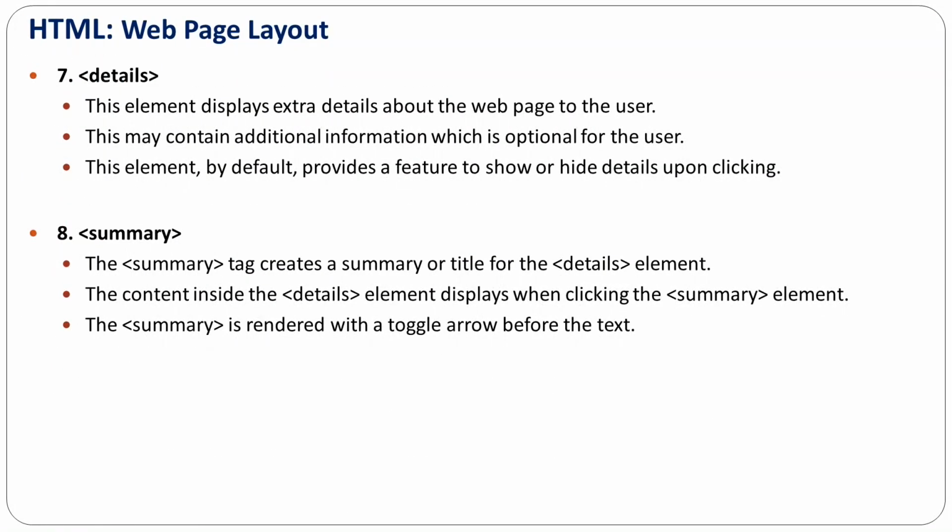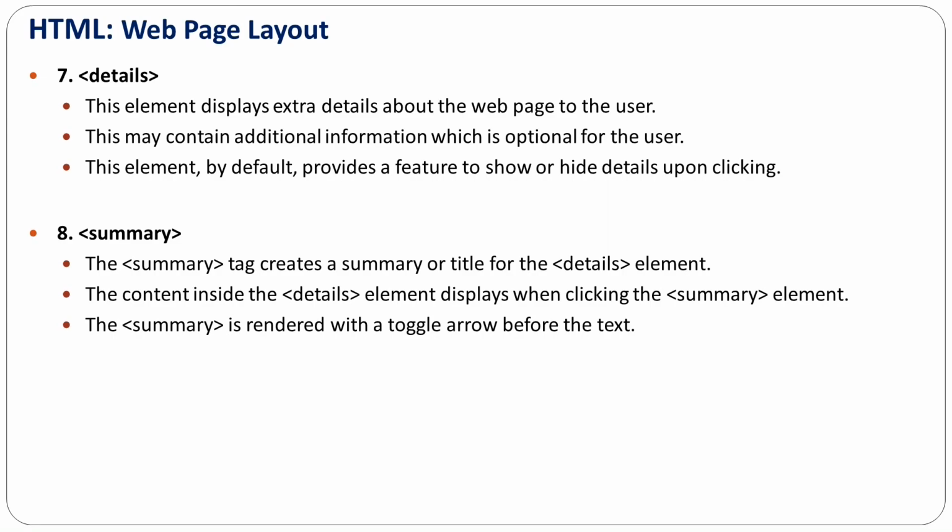Next is the details element. This element displays extra details about the web page to the user. This may contain additional information which is optional for the user. This element by default provides a feature to show or hide details upon clicking. If optional information is there and it is not that important, then we can display it using the details element. With that, there is another element, that is summary.